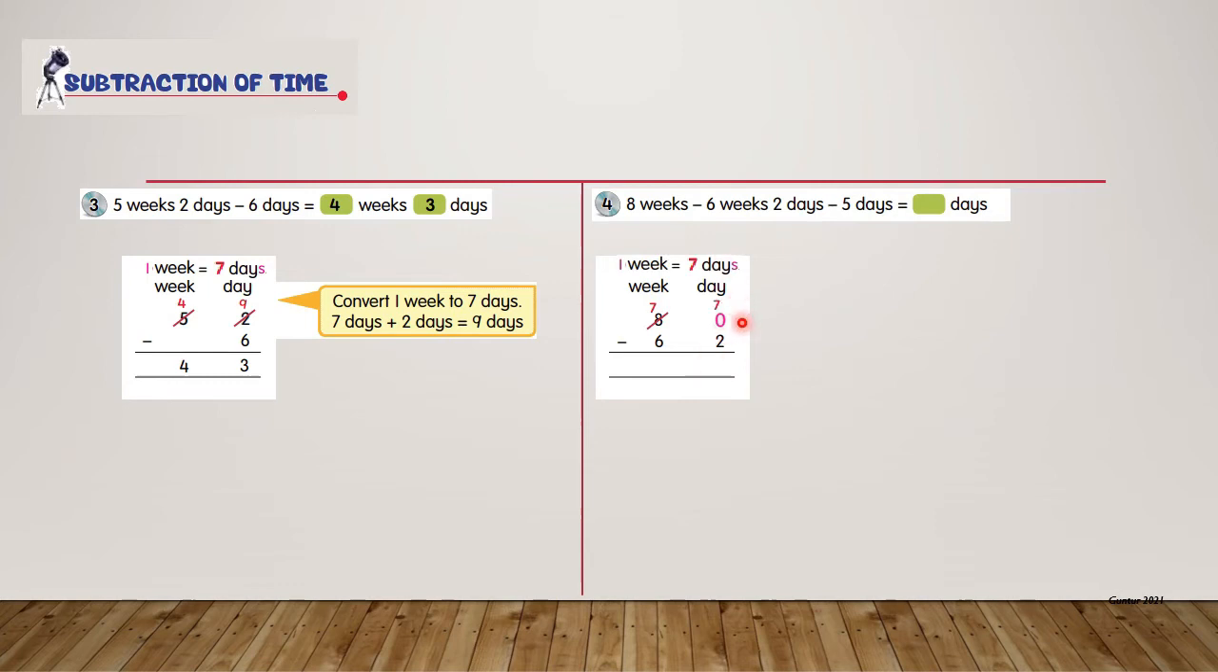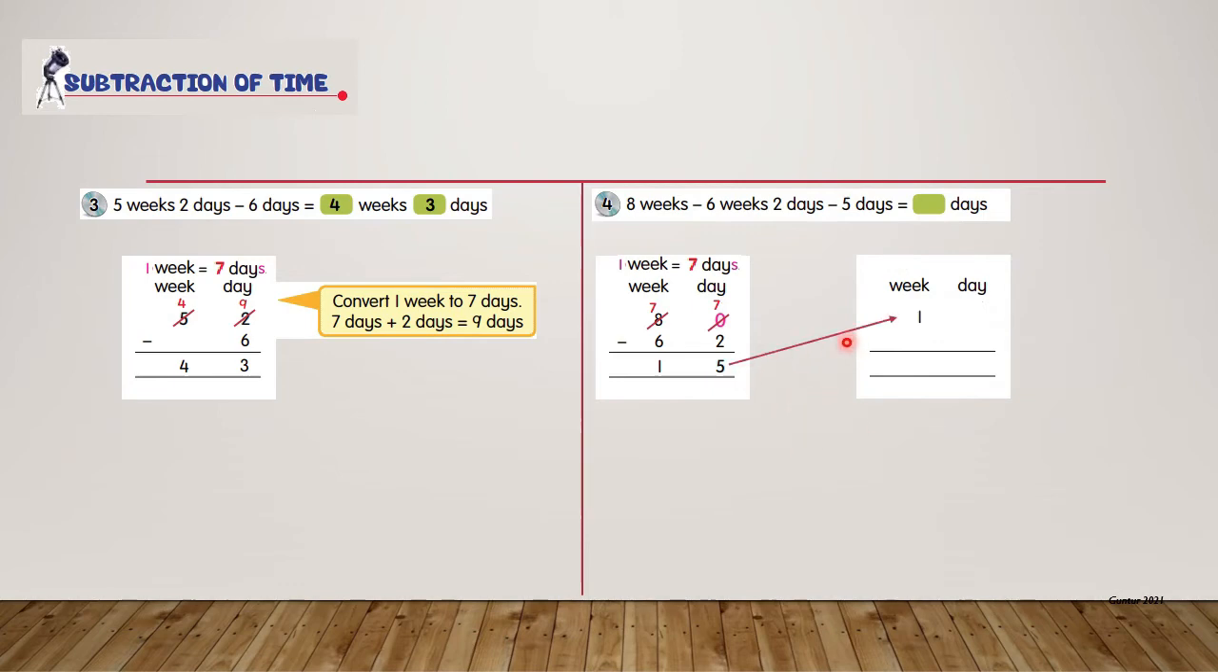We put 7 days on there. Okay, 7. Cancel the 0 there. Okay, 7 minus by 2 or subtract by 2 becomes 5. Then 7 subtract by 6 becomes 1. The answer for the first question, 8 weeks subtract by 6 weeks 2 days is 1 week 5 days. Okay, the question isn't finished yet because you have to subtract 5 days. Okay, now let's go inside.